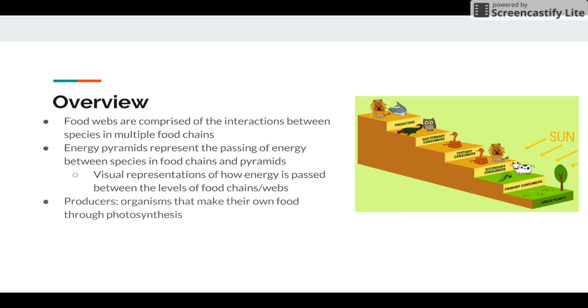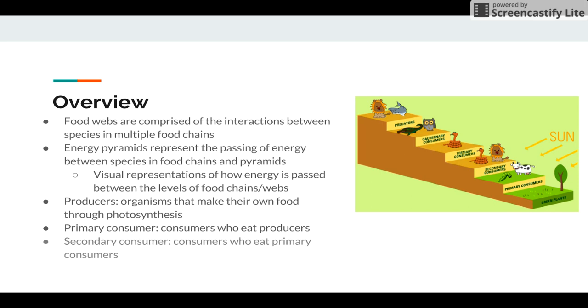Producers are organisms that make their own food through photosynthesis. The primary consumers are consumers who eat the producers. The secondary consumers are consumers who eat primary consumers. And the tertiary consumers are consumers who eat secondary consumers. The visual representation to the right of the screen represents the steps of an energy pyramid labeled with their trophic levels.